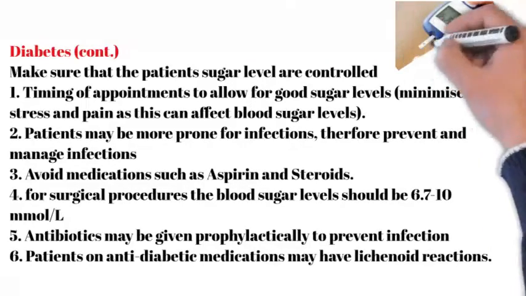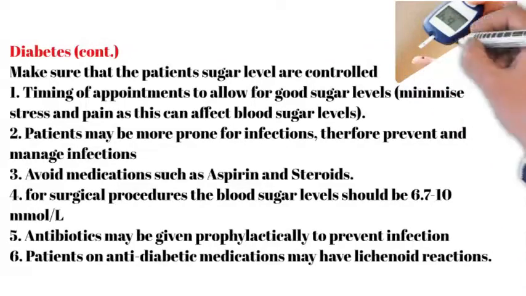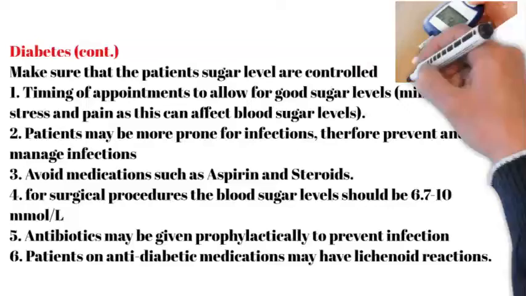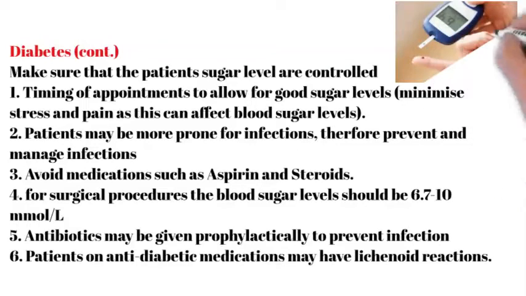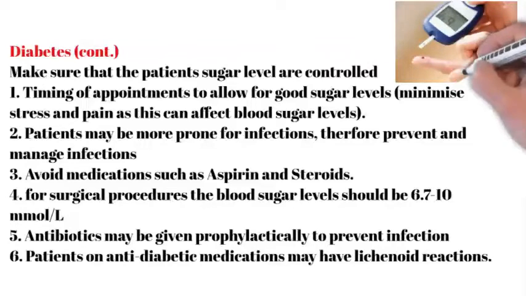Patients may be more prone to infections, therefore prevent and manage infections. Periodontal disease needs to be well managed. Avoid medications such as aspirin and steroids. For surgical procedures, the blood sugar level should be 6.7 to 10 mmol per liter. Antibiotics may be given prophylactically to prevent infection. Patients on anti-diabetic medications may have lichenoid reactions.